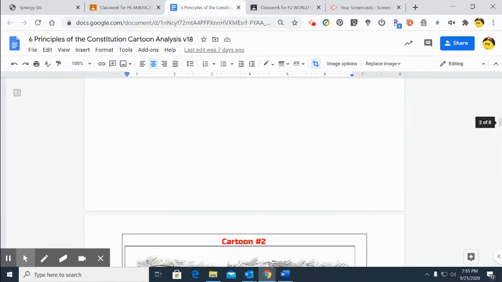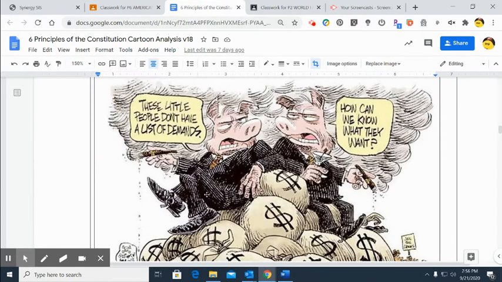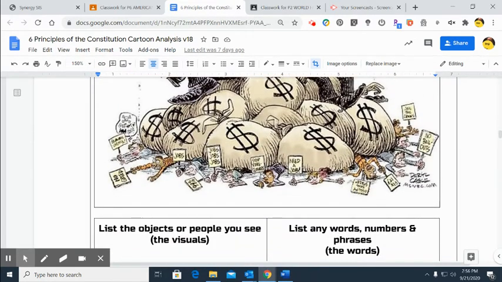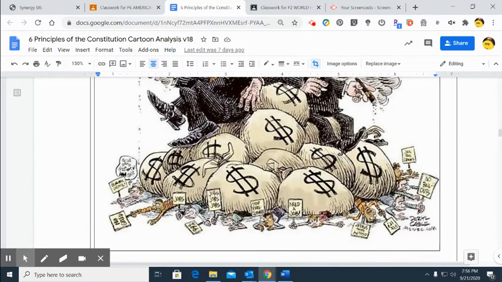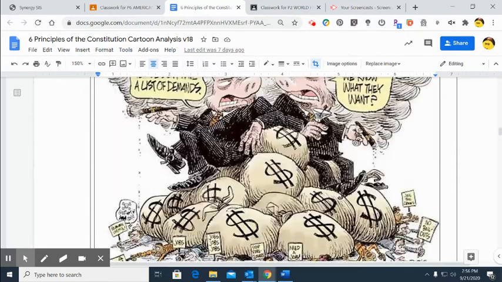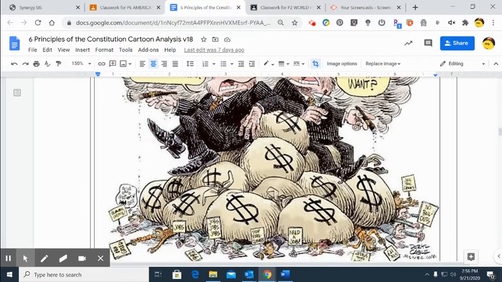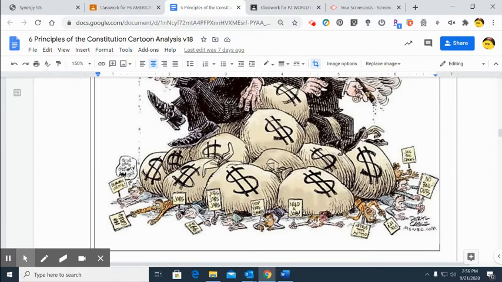Okay, next, looking at cartoon number 2, these little pigs, and how do we know what they want? If you look carefully at this, and I'll zoom in a little bit more, you see that they're crunching the people that need a job, that didn't want bailouts. This is after the 2008 financial crisis, where there was heavy unemployment. So the objects or people you see here are what? Pigs, two pigs sitting on top of a big pile of money. Under the bags of money are citizens with signs talking about jobs.